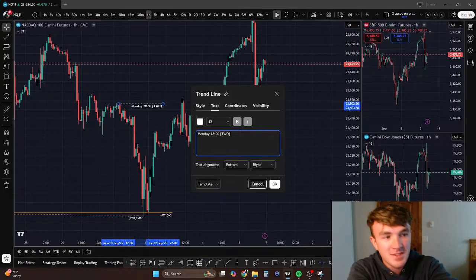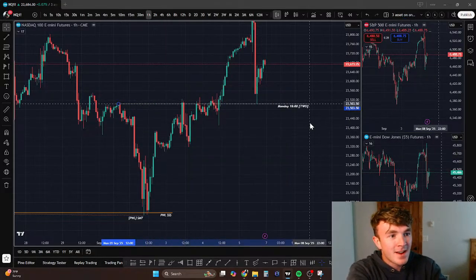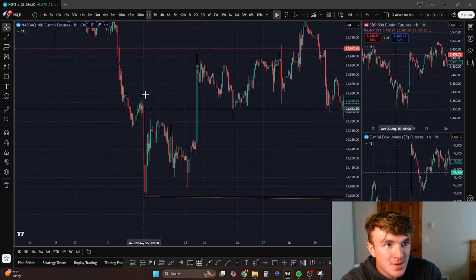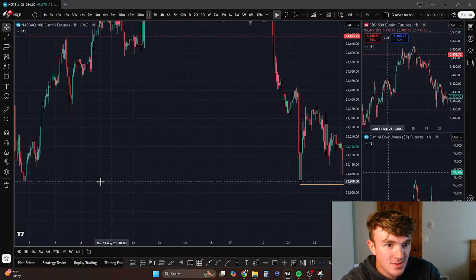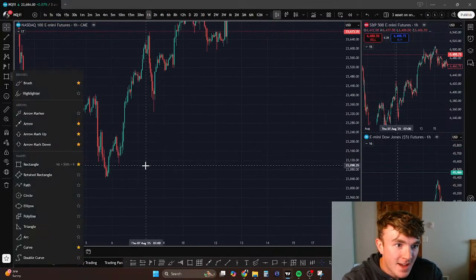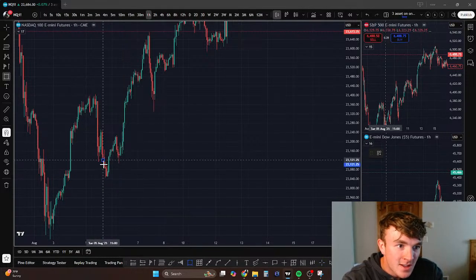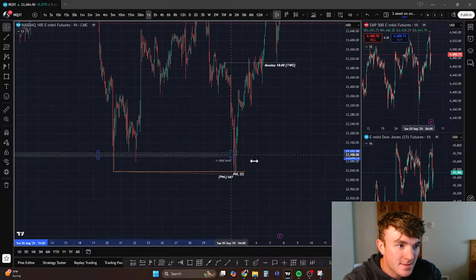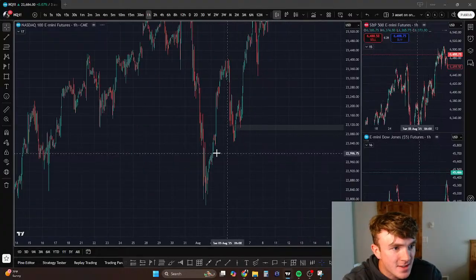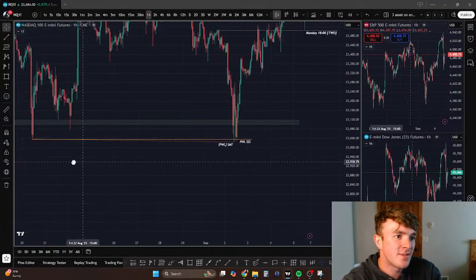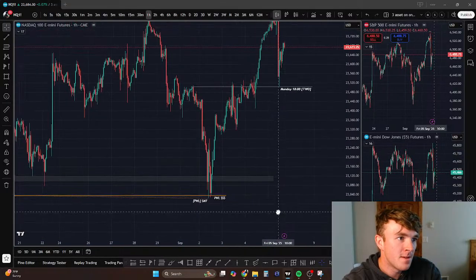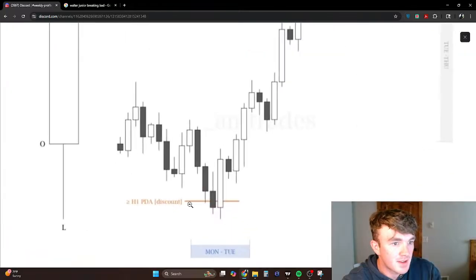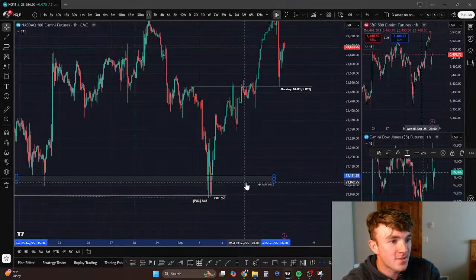But anyway, let's continue on with this classic expansion week outline, right? Pretty clearly, Monday manipulates down. Let's see what kind of key level we had. I think it was a 1 hour gap here. Yeah, look at this. 1 hour BPR essentially. This was our key level. Well, maybe you can consider it this. There's lots of different ways you could do the same thing. Let's look at that image again, right? 1 hour discount PD array. I know, this one's not that obvious. I'm going to get rid of it for now.